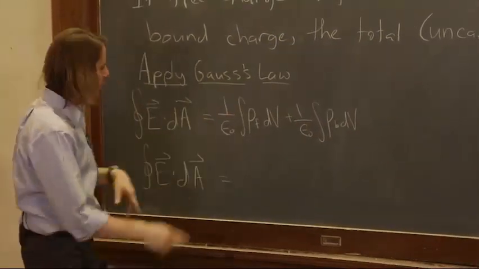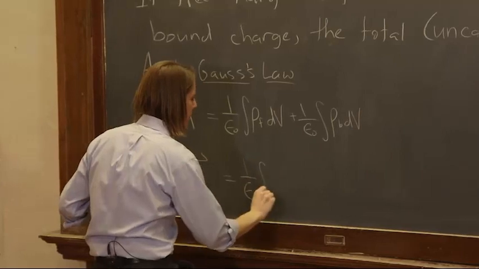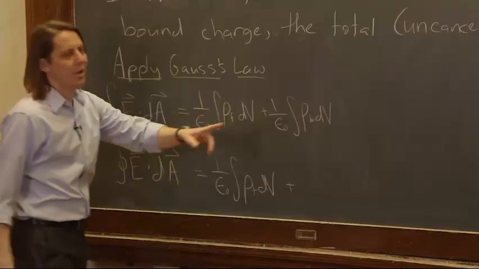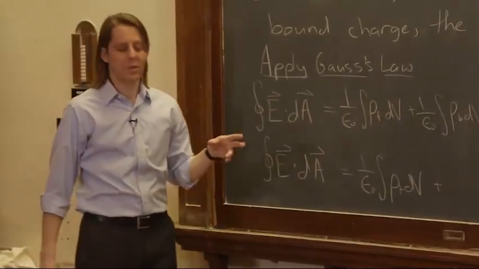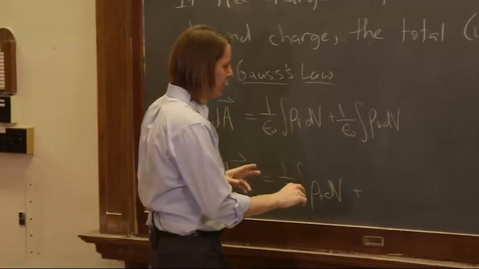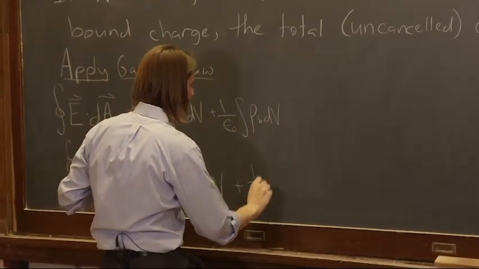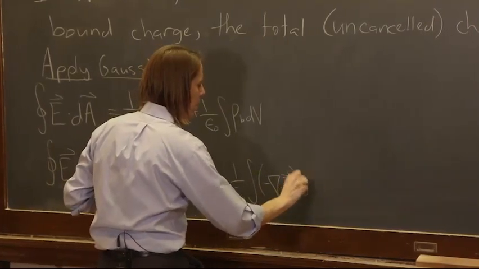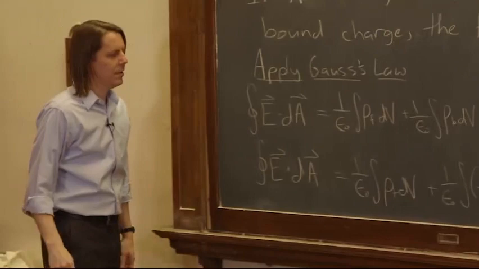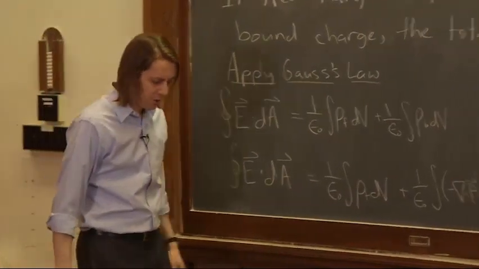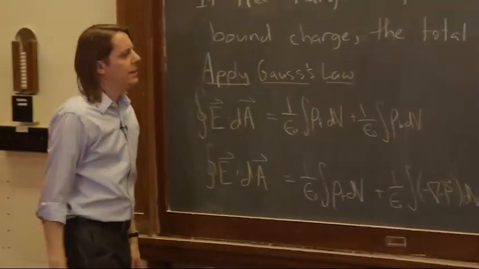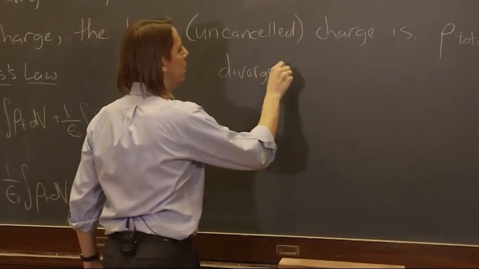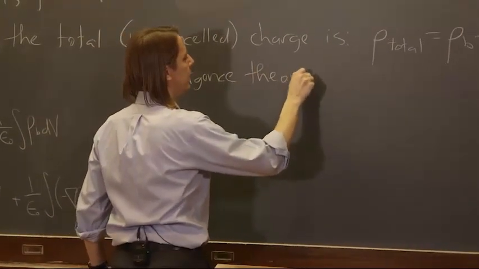Let's leave this one, 1 over epsilon naught, the integral of rho free dV, and then this one, remember what rho bound was? It was minus the divergence of big P. Right, so we could write this as 1 over epsilon naught, the integral of minus the divergence of P. Right? We're trying to work on this in terms of fields. Okay, and now let's apply the divergence theorem. This is real field theory now.